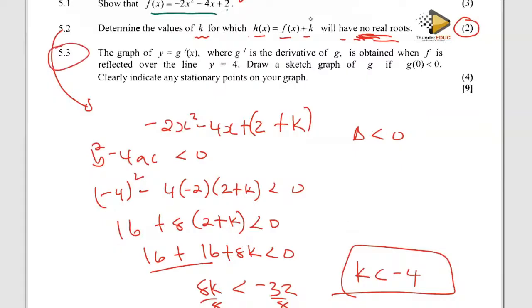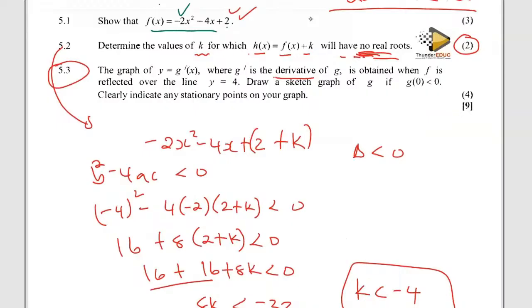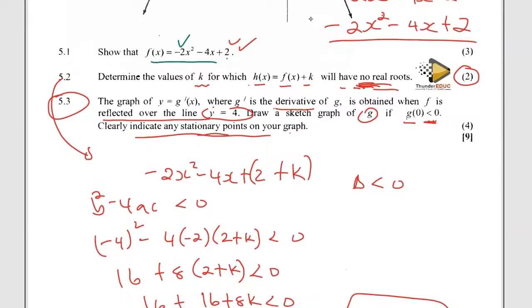Then 5.3. They're telling us that the graph of y is equal to g prime of x, where g prime is the derivative of g. And this g is obtained when f is reflected over the line y is equal to 4. And draw a sketch graph of g if g of 0 will be negative. Clearly indicate all the stationary points. So this is more like a cubic function that we need to obtain, okay?